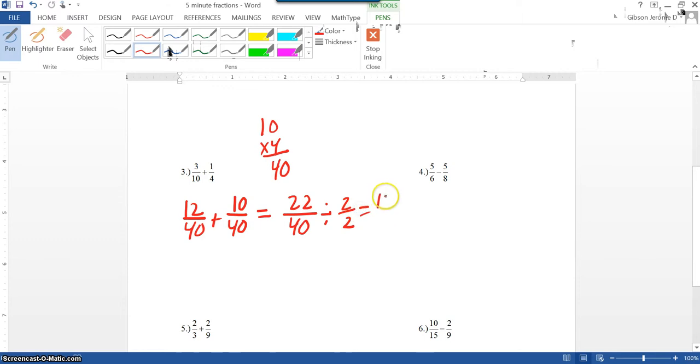22 divided by 2 is 11. And then 40 divided by 2 is 20. Now, 11 and 20 has nothing else in common, so we're done. Now, let's try this again with number 4.